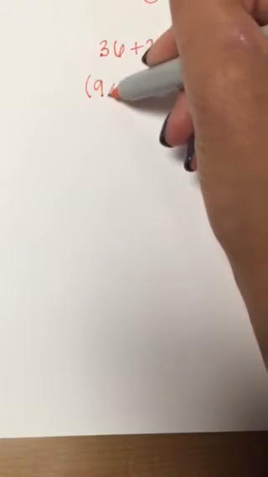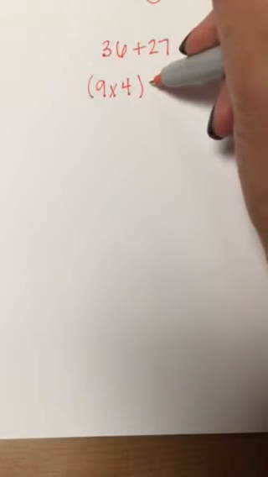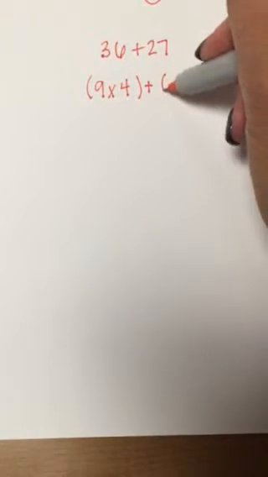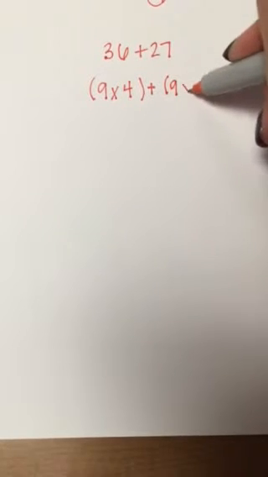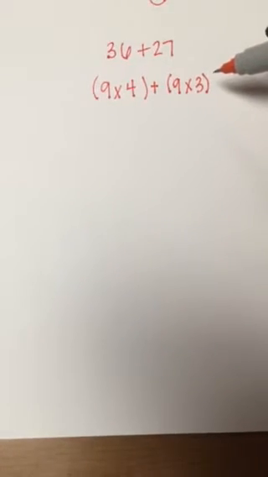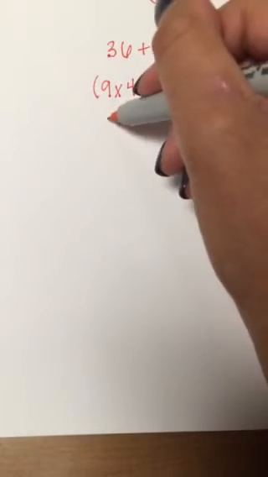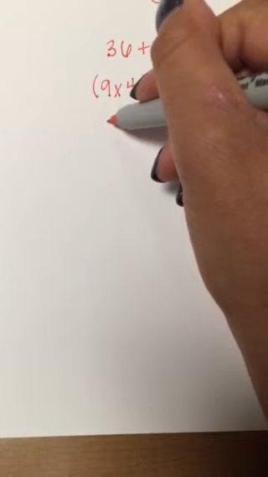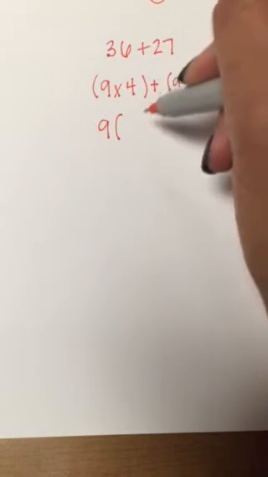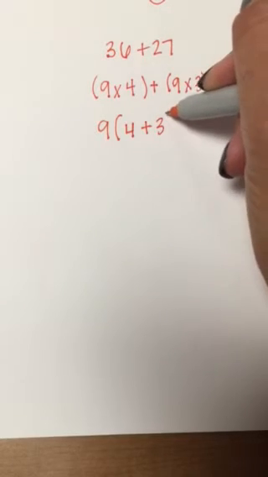9 times what number will get me to 36? And it's 4. And then I'm going to pull out the 9 again from the 27, so 9 times 3 gets me to 27. Using the distributive property, I'm going to take what's common in both of these, so 9 is going to go on the outside of my parentheses, and I'm going to have 4 plus 3.